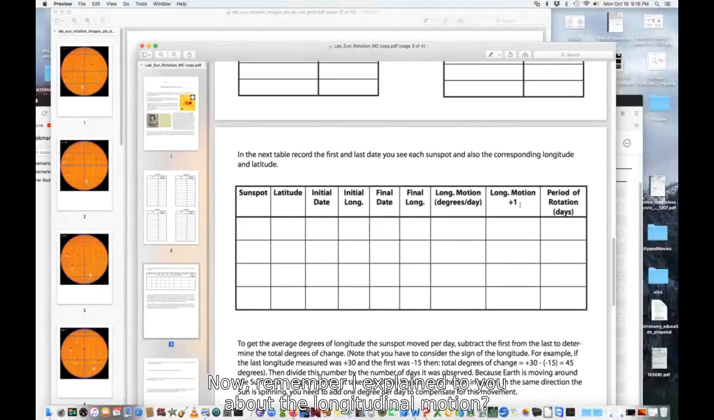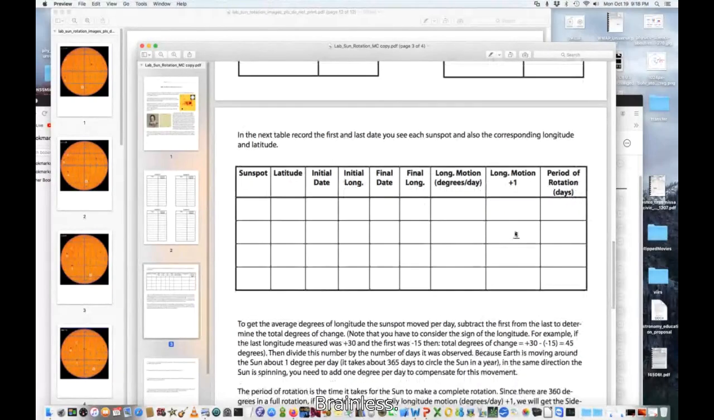Now remember I explained to you about the longitudinal motion, about the synodic period. Well, this is where you need to just plus 1. I don't need to go through that again, but because Earth is moving 1 degree per day, in order to compensate for that, without long explanation again, you just need to plus 1 to it. So we'll take whatever the longitudinal motion, which is like the velocity, degrees per day, just plus 1. Just add 1 to it. That's it. Brainless. All right?